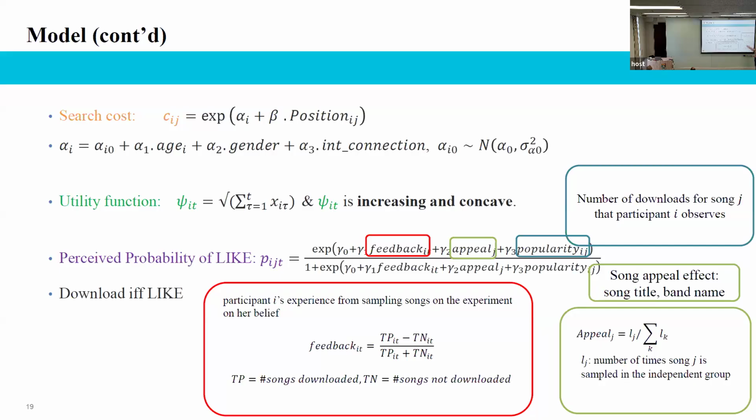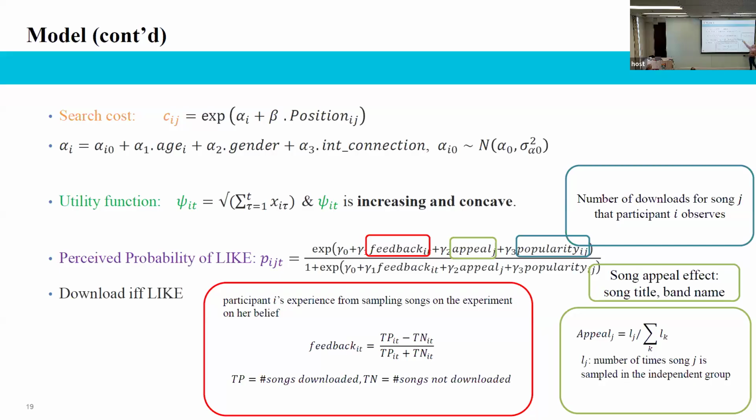Now, how do we actually model that? Well, remember, we have an independent group. The independent group does not have popularity information. It just shows the songs randomly to the participants. And so from there, we can just look at the raw numbers of downloads from the independent group, and use that as a way to approximate the appeal of the songs.